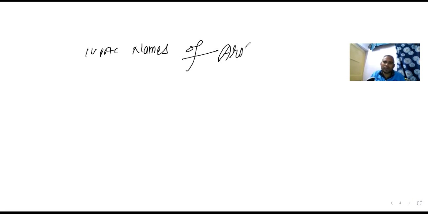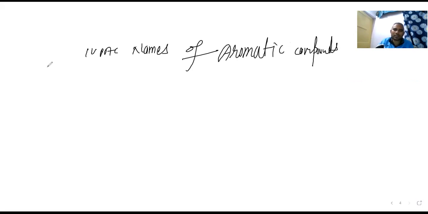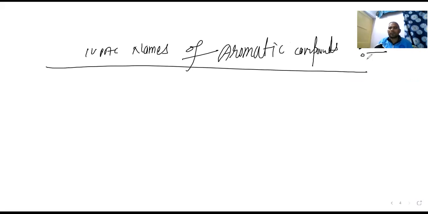So these are all about the IUPAC names of aliphatic compounds. Now we are going to move to the IUPAC names of aromatic compounds. So how can you write the IUPAC name?